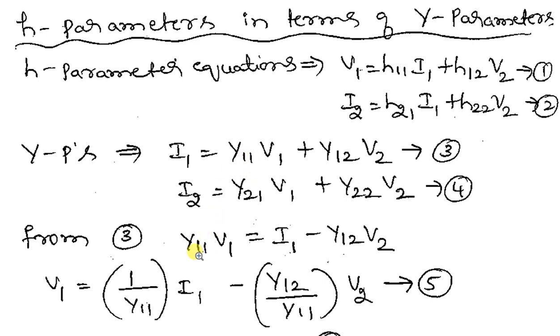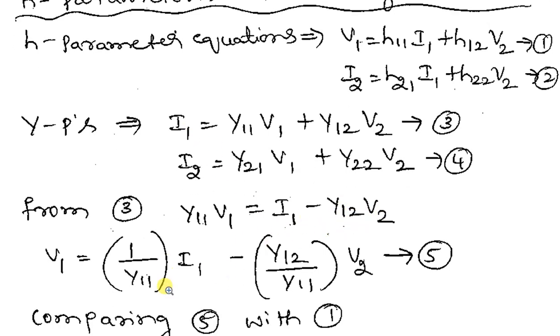So write y11 V1. This term you bring to the left side. So I1 minus y12 V2. Now we want only V1, so divide throughout by y11. So V1 equals 1 by y11 I1 minus y12 by y11 V2.